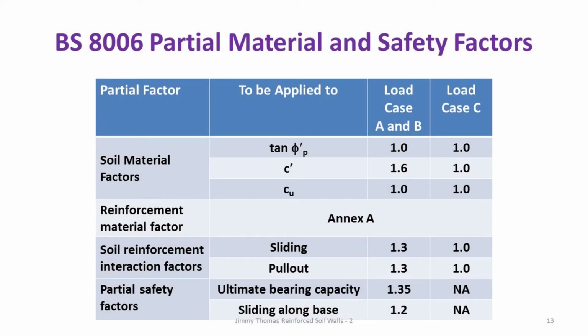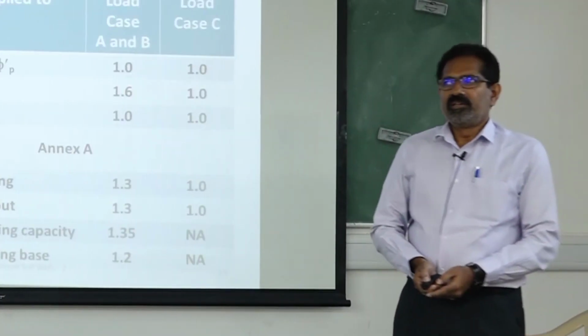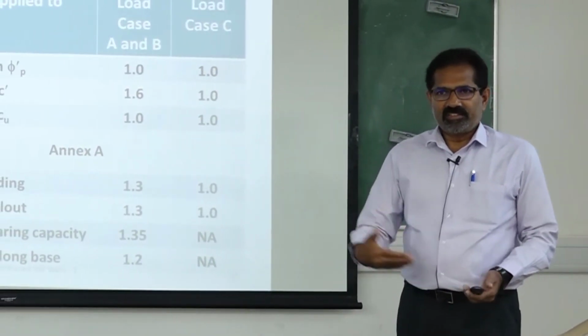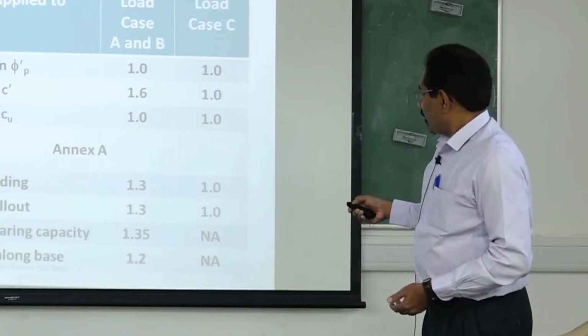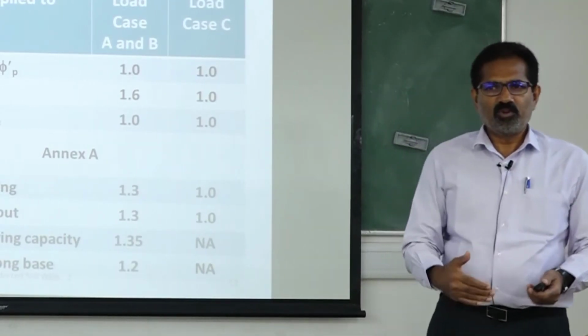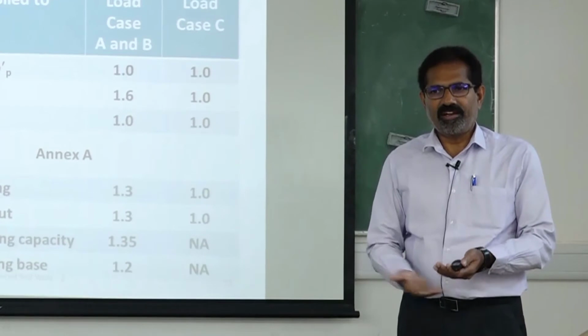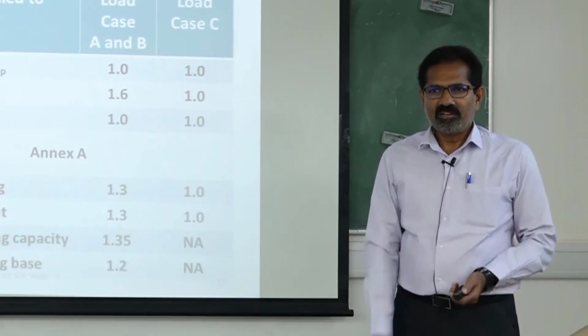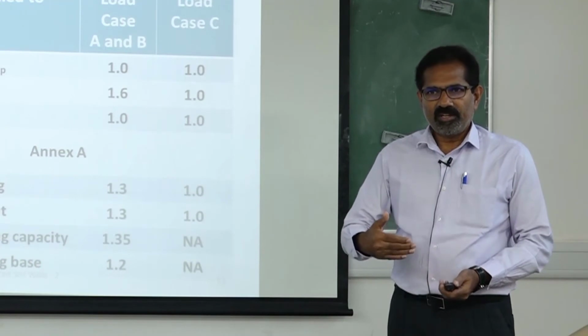Then coming to the material factors, it specifies soil material factors like the angle of shearing resistance, effective cohesion, and undrained cohesion. For load case A and B, then load case C, the angle of shearing resistance and drained coefficient, the material factor is 1. So probably the assumption is that our methods are reasonable. But if you look at effective cohesion, there is a large factor of safety, 1.6. What it says is, if I am going to use effective cohesion, for example in sliding or bearing capacity, we have to be very cautious. So we apply a large factor.